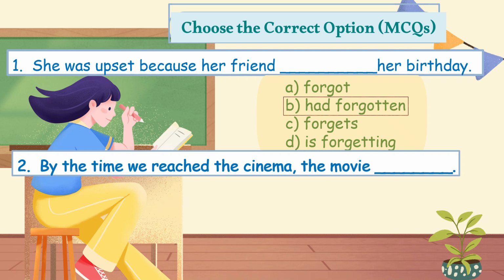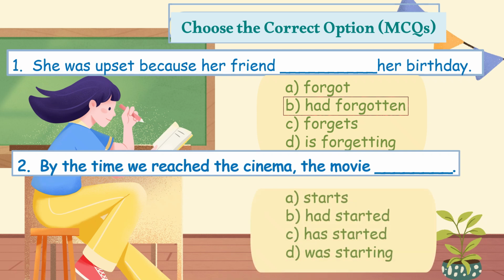By the time we reached the cinema, the movie ___. The options are starts, had started, has started, was starting. The correct option for past perfect tense is had started.